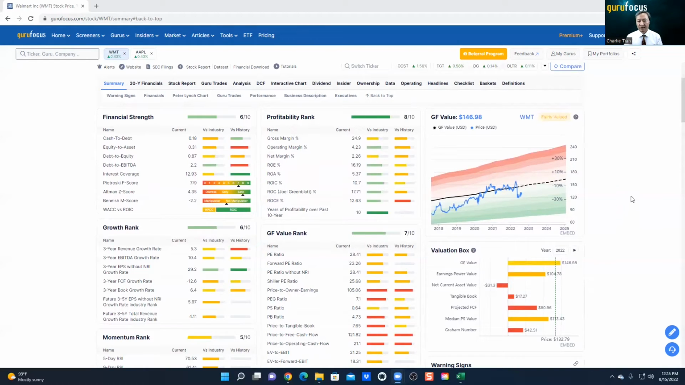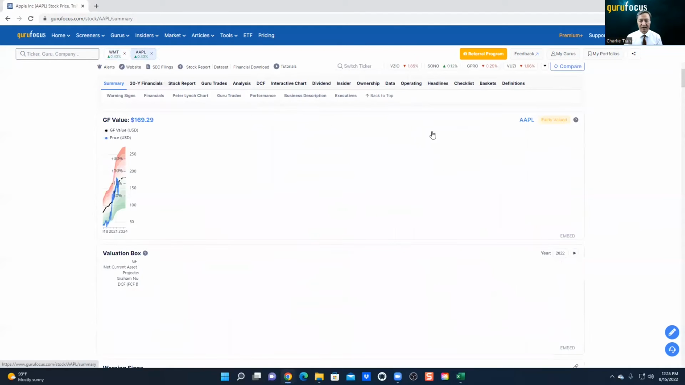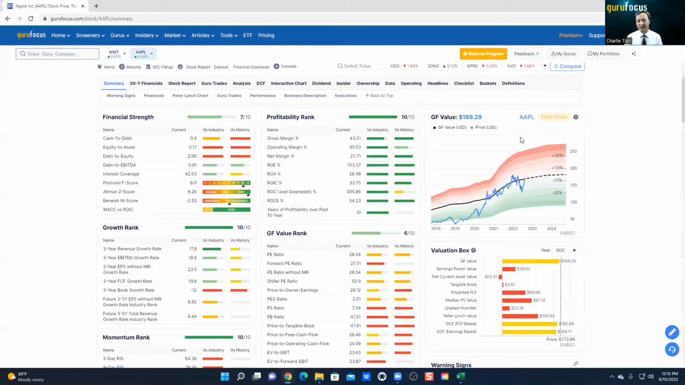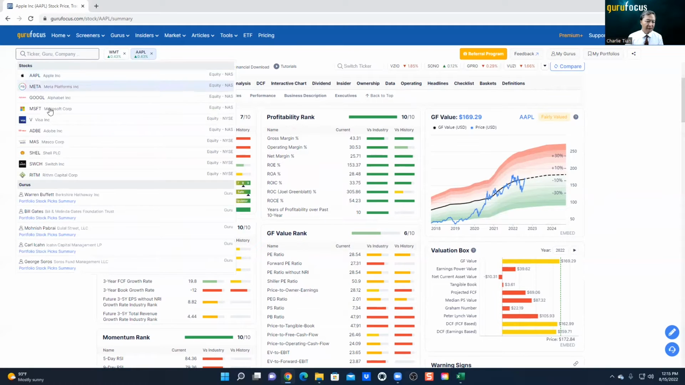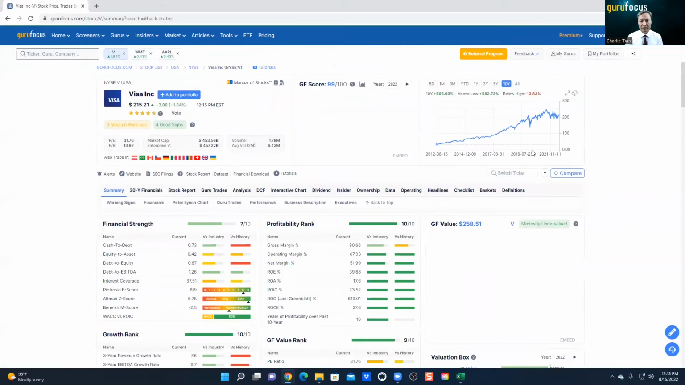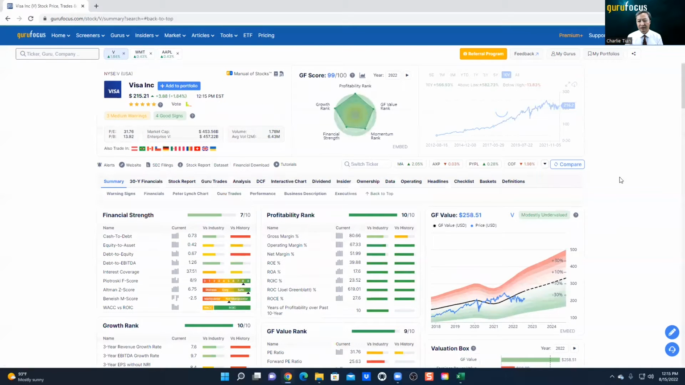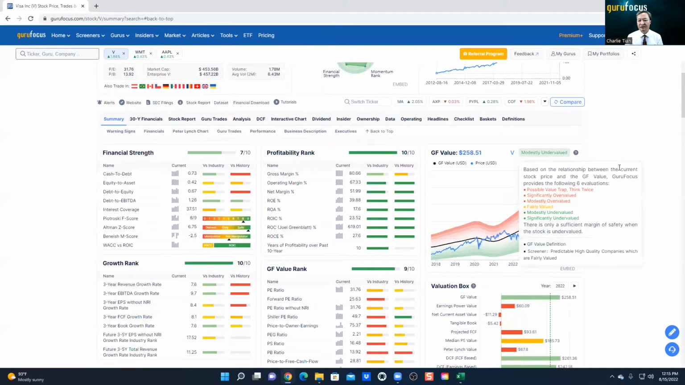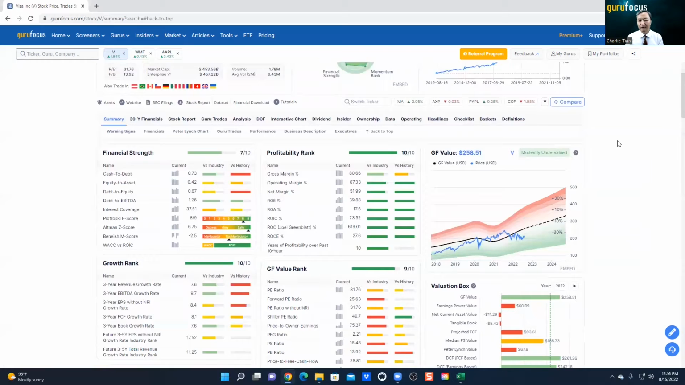If you look at the GF Value, let me look at another company called Apple. That's one of the most popular companies. It's also fairly valued. And okay, let me just randomly go to another company, Visa. It's modestly undervalued, we think.